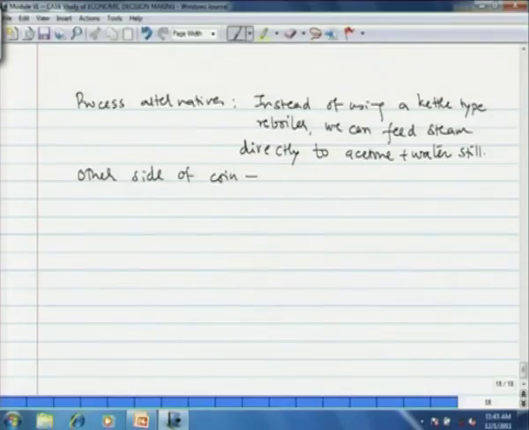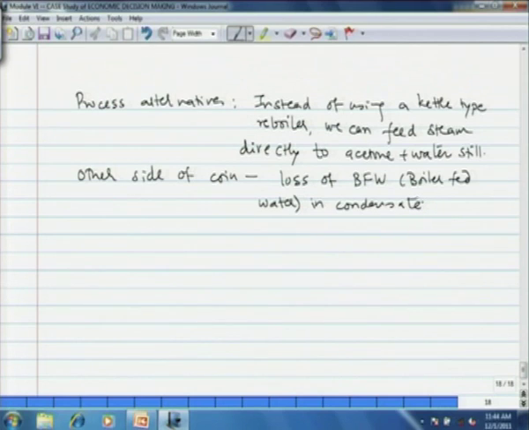Other side of the coin, loss of BFW, boiler feed water, in condensate or in the acetone water still.